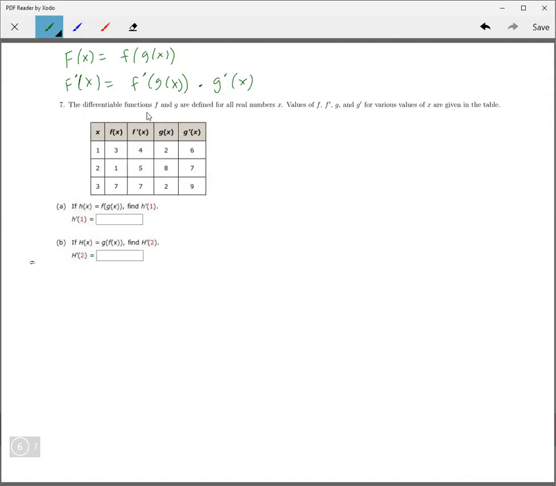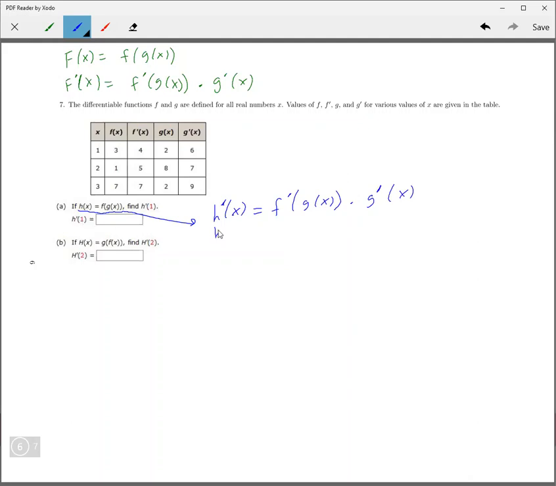Okay, so number 7. The differentiable functions f and g are defined for all real numbers x. Values of f, f prime, g, and g prime for various values of x are given in the table. And so h of x is equal to f of g of x. So h prime of x, because it's f of g of x, is f prime of g of x times g prime of x.